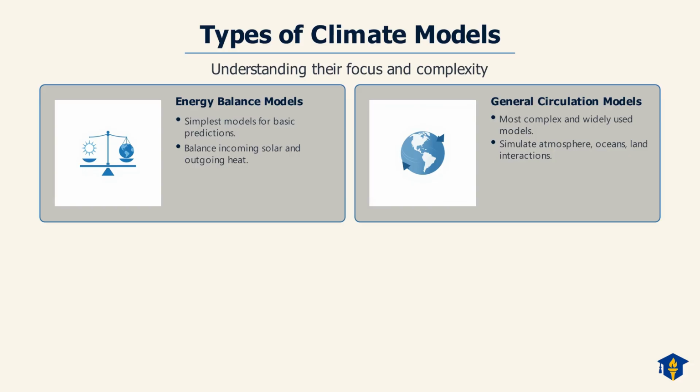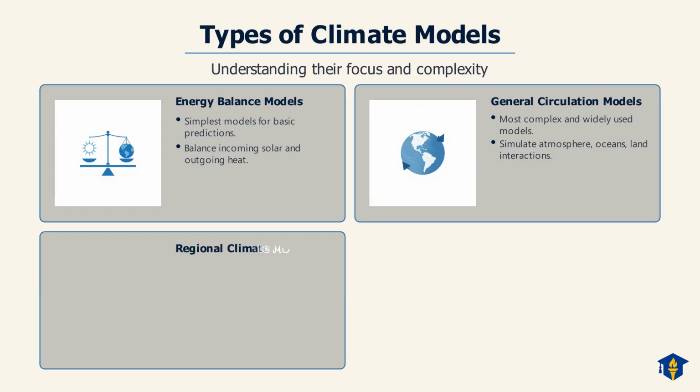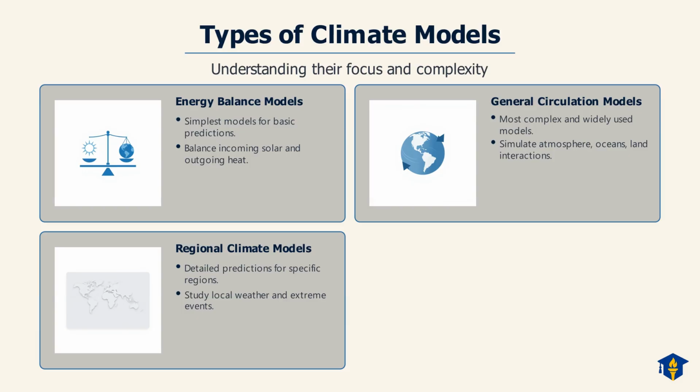They are designed to simulate the complex interactions between the atmosphere, oceans, and land surface in detail. Moving on, regional climate models offer more localized and specific climate predictions for particular areas. These models provide very detailed and granular predictions, focusing on the climate characteristics of specific geographical regions. They are especially useful for studying local weather patterns and understanding extreme weather events in depth.